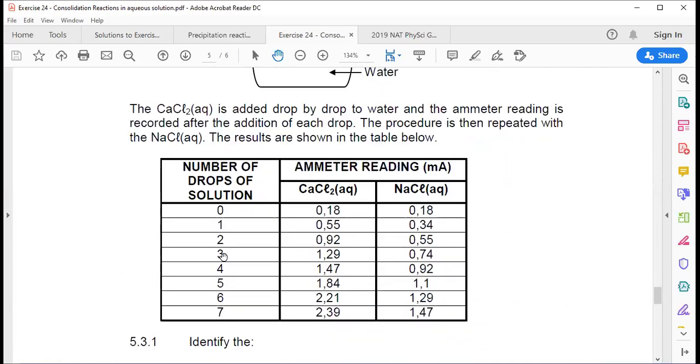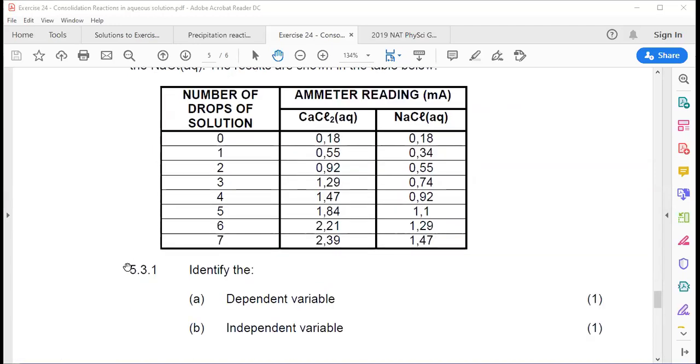You've got the number of drops of the solution, and the ammeter readings for calcium chloride and sodium chloride. Each drop looks like it's a 0.18. So depending on how many drops you're adding, those numbers are changing. 5.3.1, identify the dependent variable.